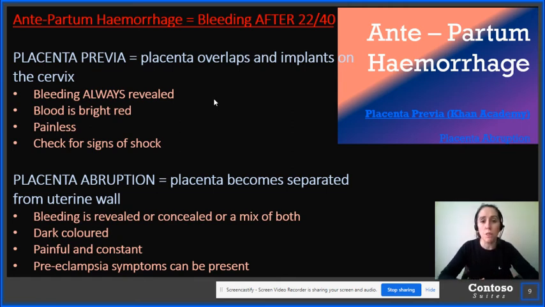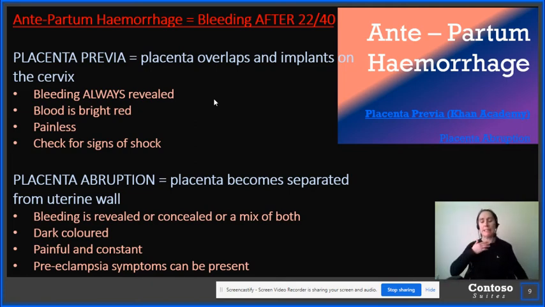So placenta previa, worrying, but normally doesn't end up being anything sinister, normally sorts itself out. Presents as bright red blood and painless. Check for signs of shock.